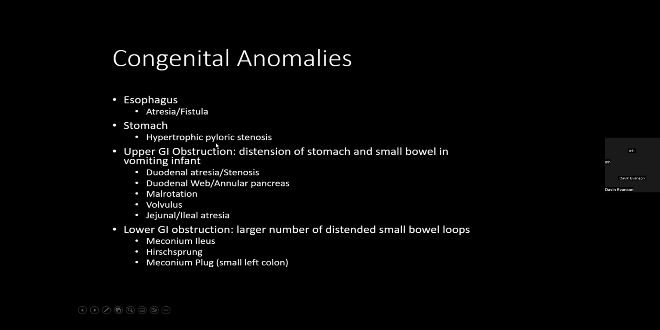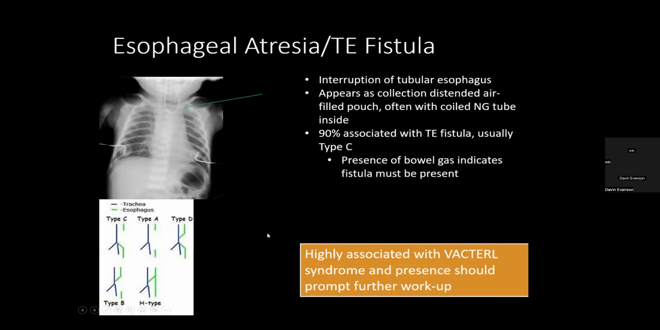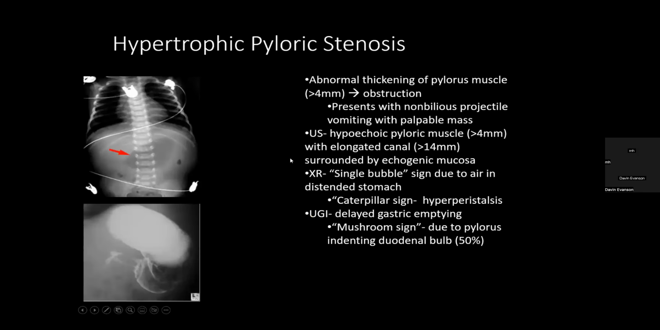And one of my favorites is a 1-month-old with non-bilious projectile vomiting. You're thinking hypertrophic pyloric stenosis. We'll use ultrasound to diagnose that. So some nice examples of these pathologies. Again, often associated with syndromes. Look at the feeding tube there. It's coiling up.